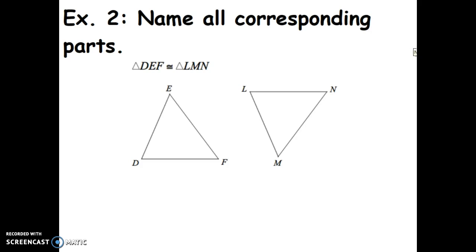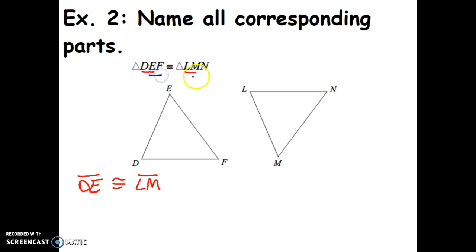Example 2, name all corresponding parts. So for this, we really don't need the figure. We're going to just focus on the congruent statement. So let's do the line segments first. Remember, get the first 2. So the first 2 here is DE and LM. So line segment DE is congruent to line segment LM. And again, we got that from the first 2 letters.